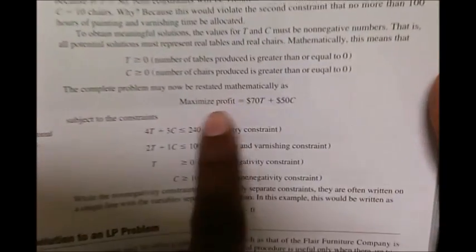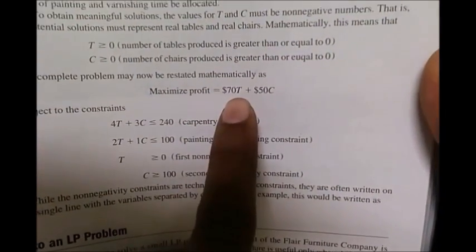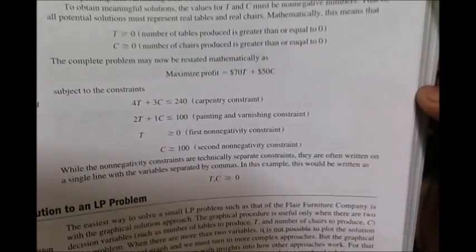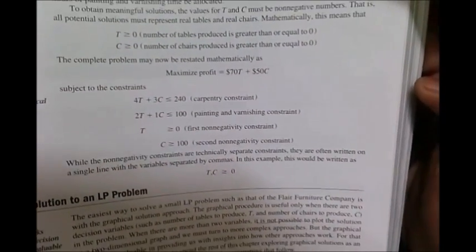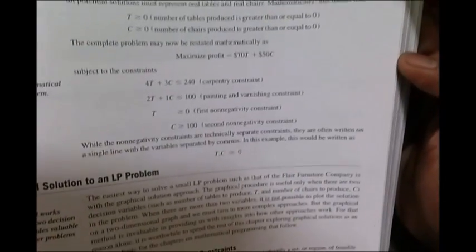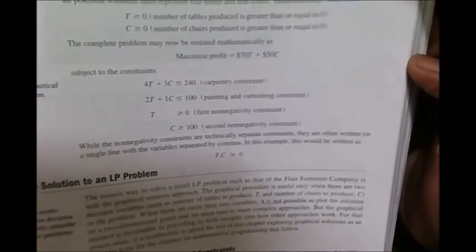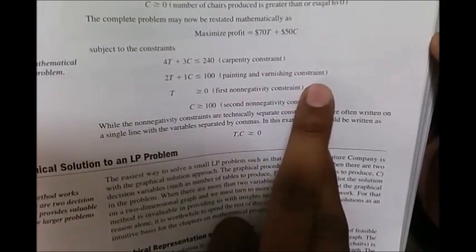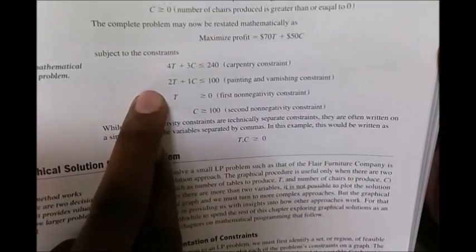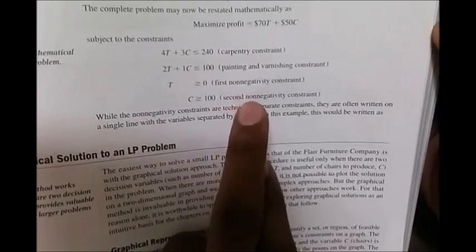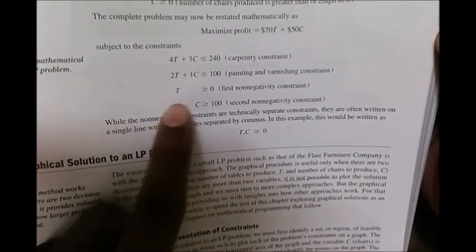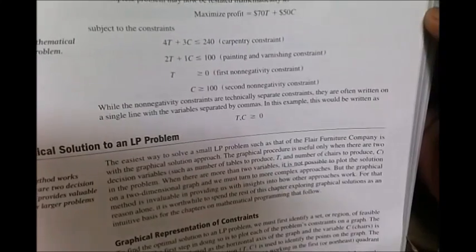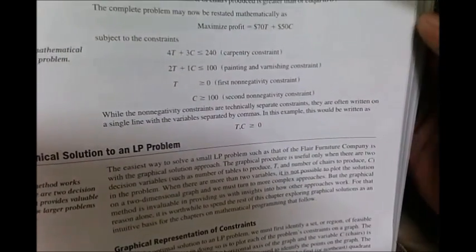The objective function is to maximize the profit, 70t plus 50c, where t represents the number of tables and c represents the number of chairs to be produced. Now the constraints which are given are the carpentry constraint and the painting and varnishing constraint. These two equations, and there are two non-negativity constraints as well. First is t should be greater than or equal to 0. The other one is c should be greater than or equal to 100.